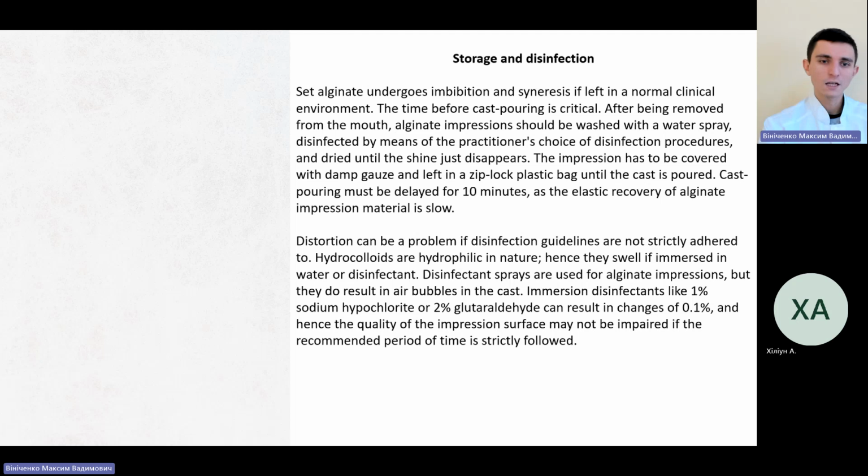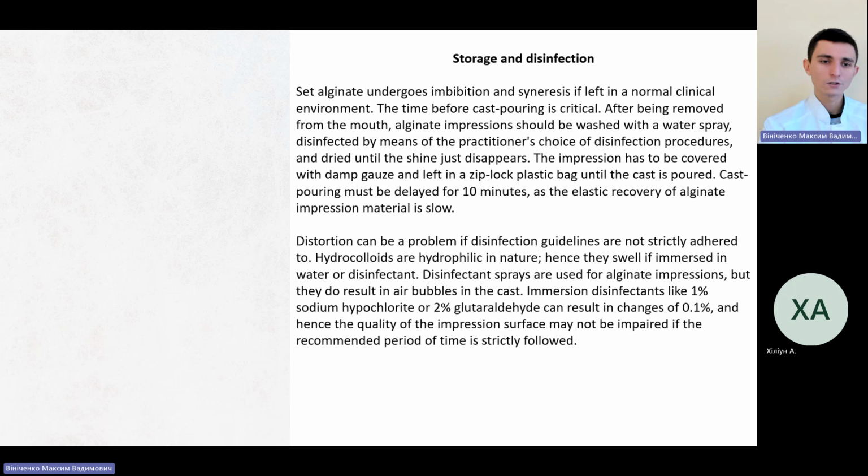The impression has to be covered with damp hose and left in a Ziploc plastic bag until the cast is poured. Cast pouring must be delayed for 10 minutes, as the elastic recovery of alginate impression material is slow. Distortion can be a problem if disinfection guidelines are not strictly adhered to.